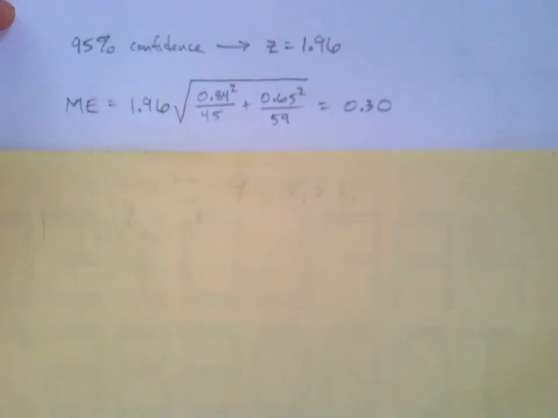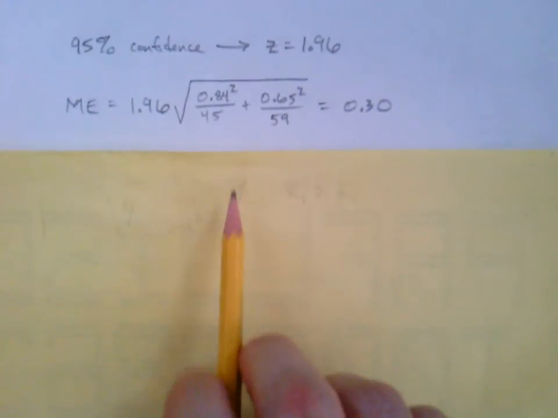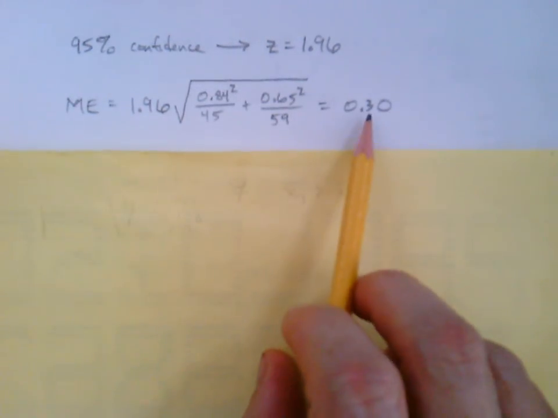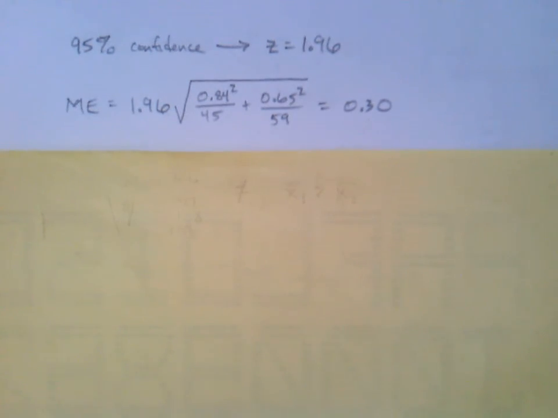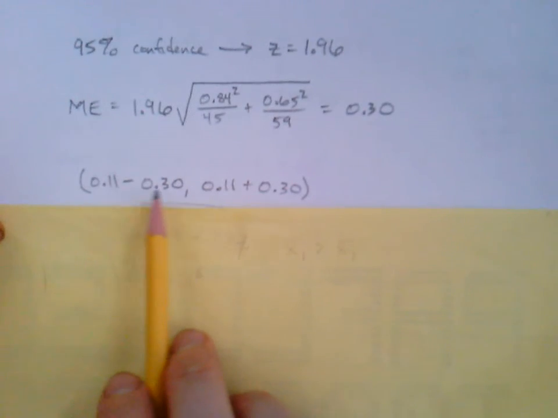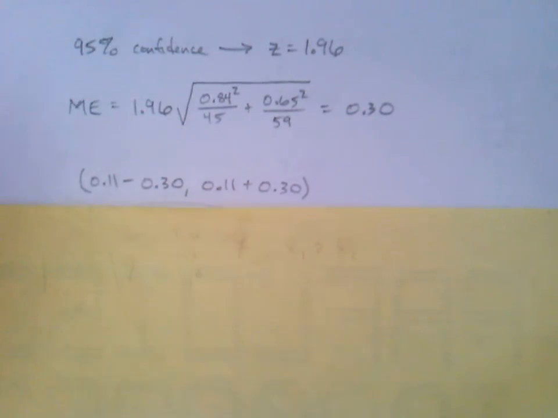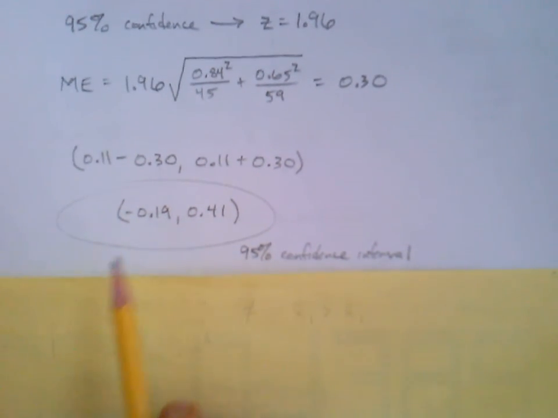Okay, so we've got everything. Put that z-score in, put all of these numbers back in, big square root, right, all that. You should get 0.30, and that is me rounding to 2 decimal places. So that's what the problem asked for. Okay. And to finish it off, well, we take our point estimate, subtract margin of error, point estimate, add margin of error. Here it is right there. There's our 95% confidence interval. Negative 0.19, comma 0.41.